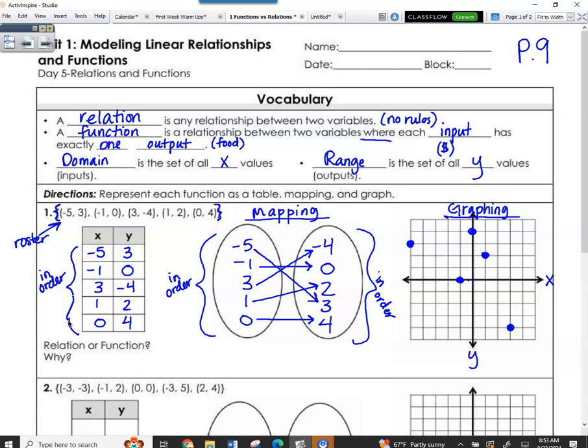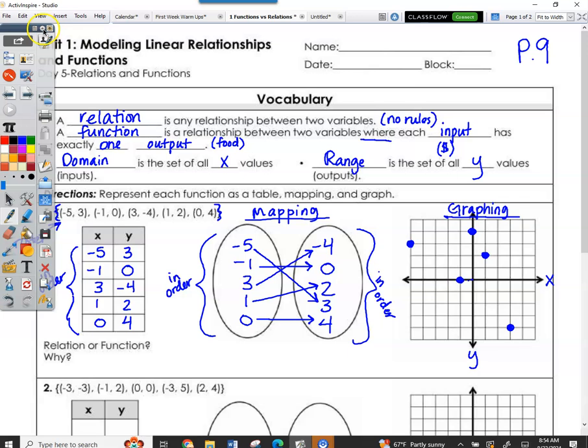Another way to look at it is to look at the mapping. Here's where a visual on a mapping is helpful. How many arrows are leaving the x column? Only one single arrow. That means it's a function. Let's go back to a vending machine. If I plug a -5 into a vending machine, by golly, it's going to give me a 3. If I plug a -1 into the vending machine, I'm going to get 0. It's clear cut. If I plug this number in, I get this number. That's it. Nothing's repeated.